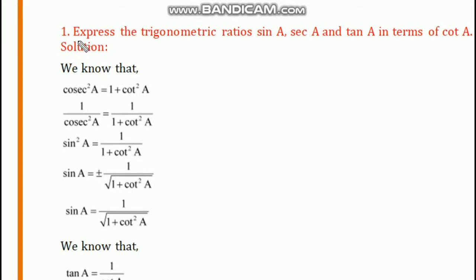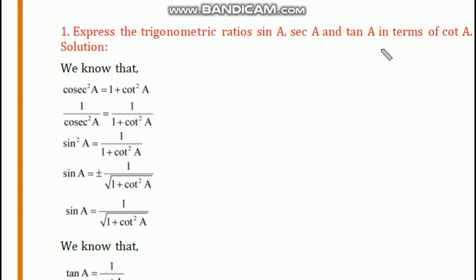Students, let's discuss exercise 8.4, first sum. Express the trigonometric ratios sin A, secant A and tan A in terms of cot A. Actually, we need to express the trigonometric ratios sin A, secant A and tan A in terms of cot A.